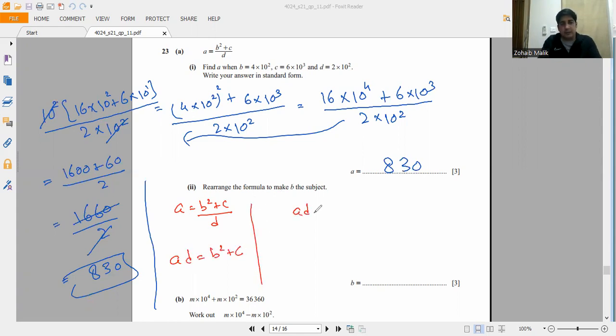Next is ad minus c is equal to b square. We have to remove the square, so we take the square root. This will be with plus minus, so b is equal to plus minus the square root of ad minus c. This is the final answer.